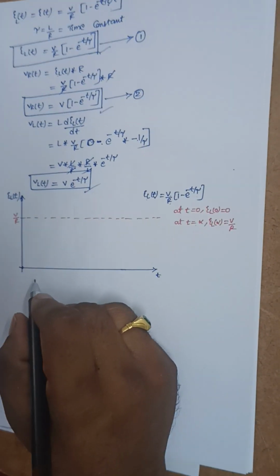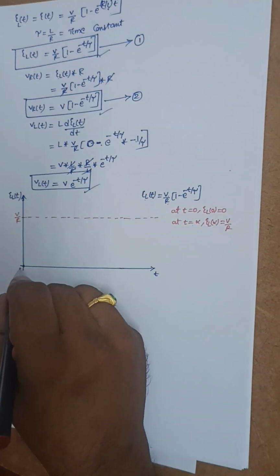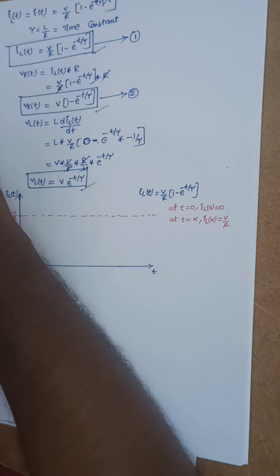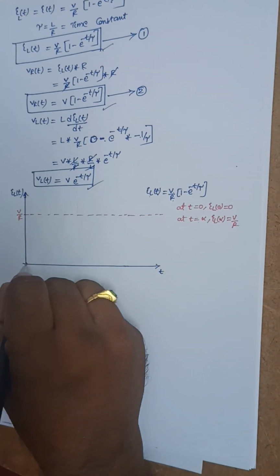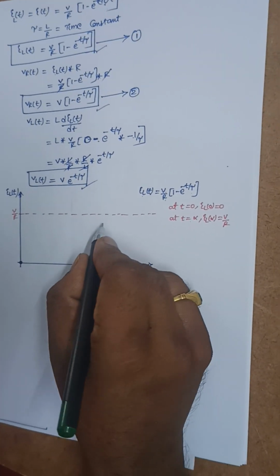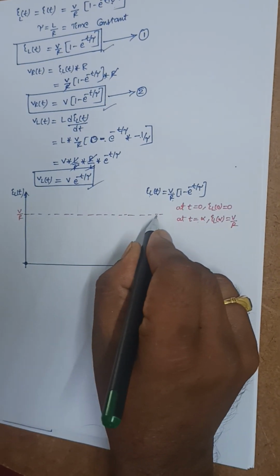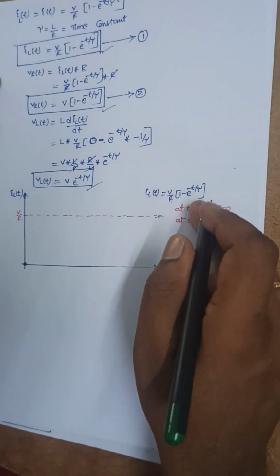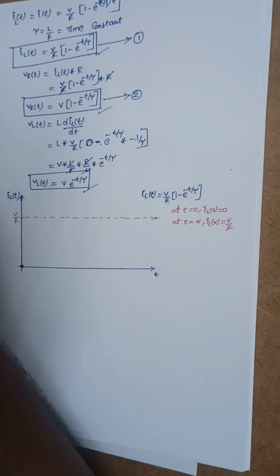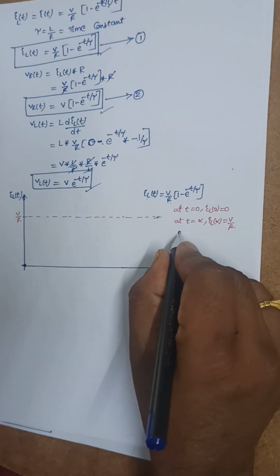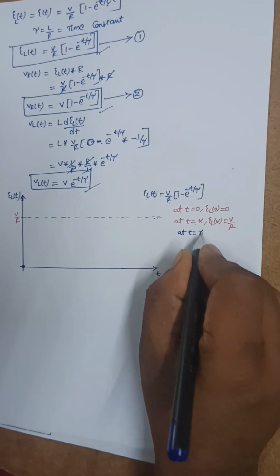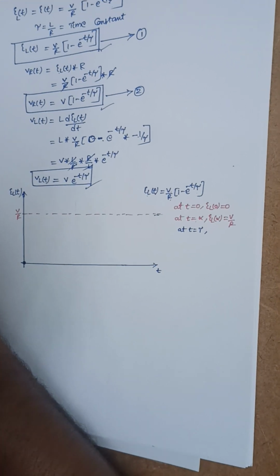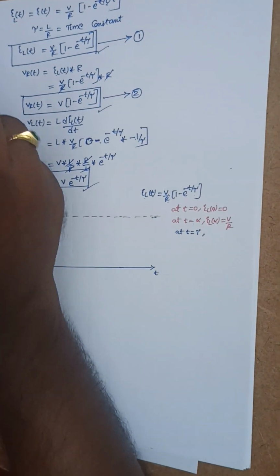Okay. Now initially it is at 0, and finally at t is equal to infinity it reaches V by R. So these 2 points we got here. In between these 2 points, I am interested at t is equal to some tau. At t is equal to some tau, what is the value of this IL of t here?